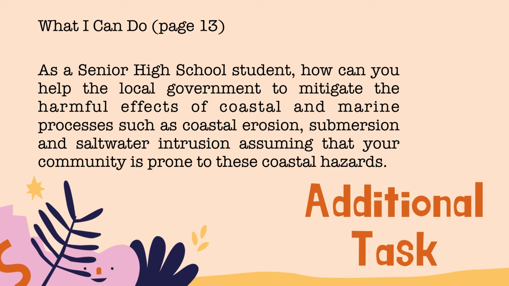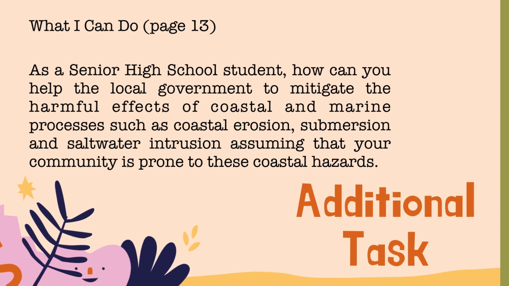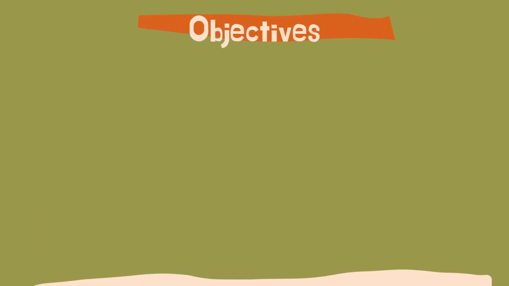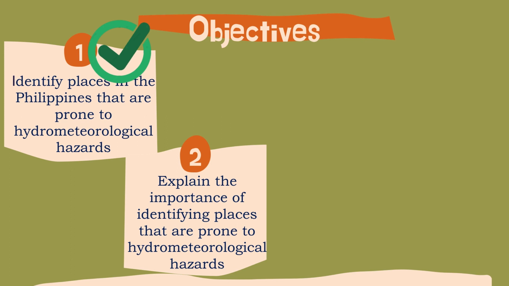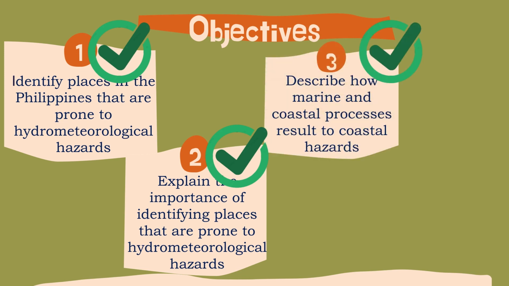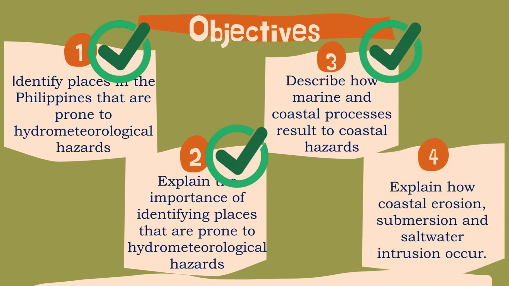Now let's go back to our objectives, if you were able to achieve it. For the first objective, identify places in the Philippines that are prone to hydrometeorological hazards. Check. Explain the importance of identifying places that are prone to hydrometeorological hazards. Check. Describe how marine and coastal processes result to coastal hazards. Check. And explain how coastal erosion, submersion, and saltwater intrusion occur. Check.